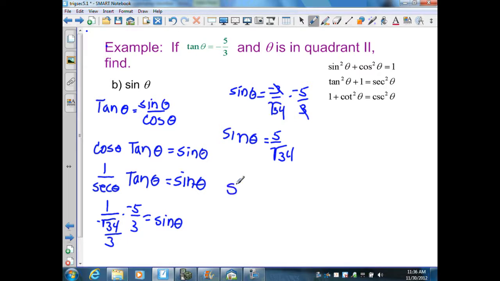Now I'm going to rationalize to get the radical out of the denominator. I'm going to multiply by the square root of 34 over the square root of 34. And that's going to give me a solution of 5 square roots of 34 over 34. I do want to check the sign just to verify. I know that I'm in quadrant 2, and sine is positive in quadrant 2. Therefore, this is correct. 5 square roots of 34 over 34.